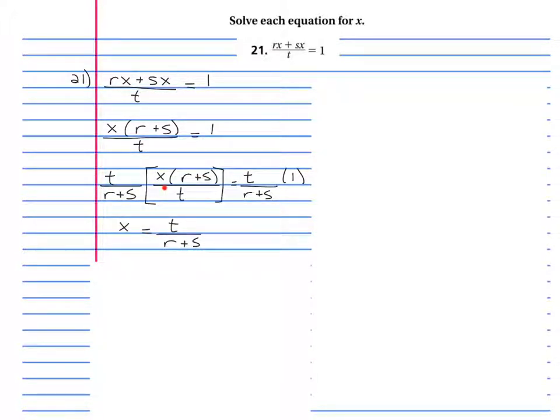Okay. Again, what happened? The t canceled out top and bottom. The r plus s as a term canceled out top and bottom. Okay. And then over here, we got 1 times whatever this is, just that thing. Yeah? So that's the answer.